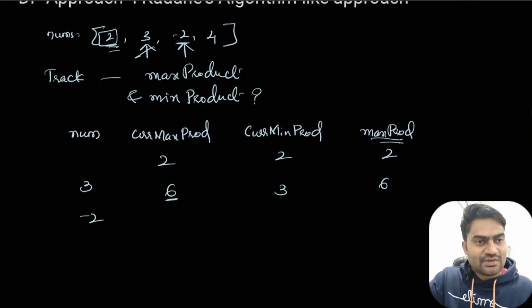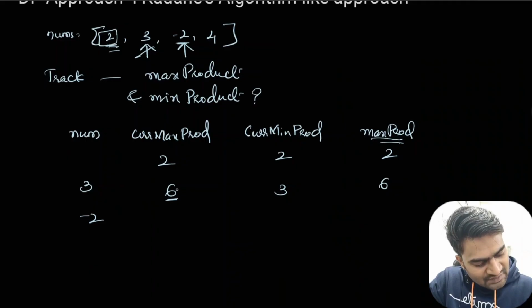Okay, now whenever you see any negative number, what we need to do is swap the current max product and the current minimum product. Why? We already discussed, right? Whenever a negative number occurs, it might change our scenario. Whatever was the previous minimum product may come out as a maximum product. That's why we need to swap. So I will simply swap them before proceeding further.